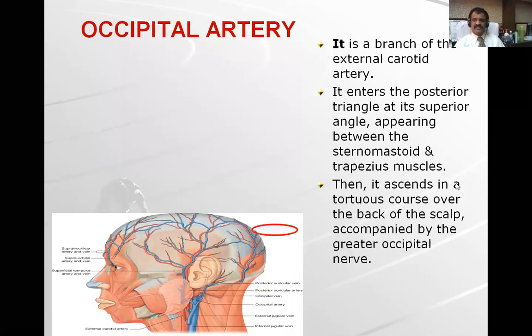Then it ascends in a tortuous course. Tortuous means spiral, over the back of the skull, accompanied by the greater occipital nerve. So the nerve is called greater occipital, and the artery is only occipital.